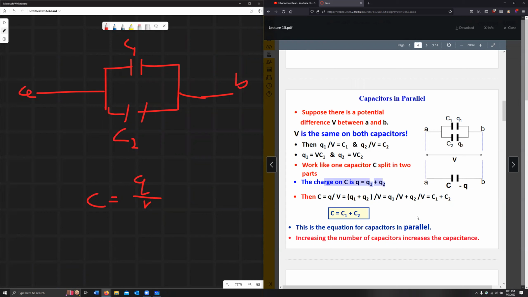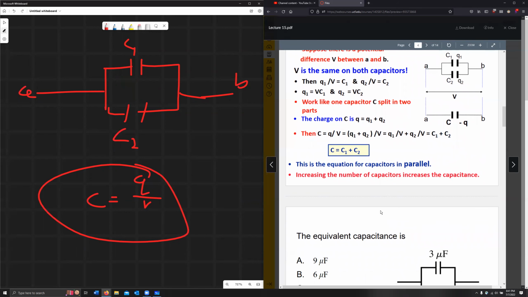So the charge on the overall thing is just the sum of charges. And then you could say capacitance is equal to this, which in this case is equal to charge 1 plus charge 2 divided by V, which is kind of an extension of this right here. And then it says here you separate them, and that's just capacitance 1 plus capacitance 2. And that's how that works. This equation is for capacitors in parallel. Increasing the number of capacitors increases the capacitance.